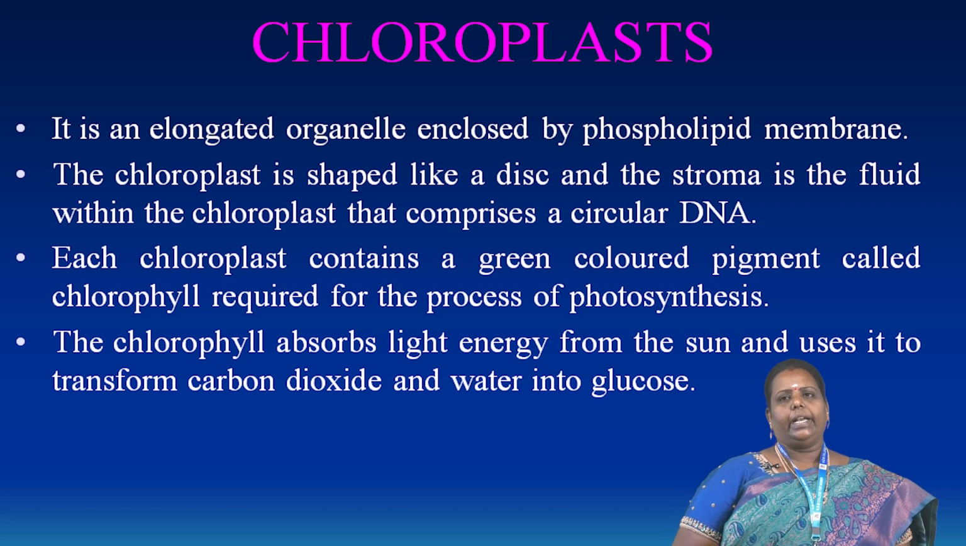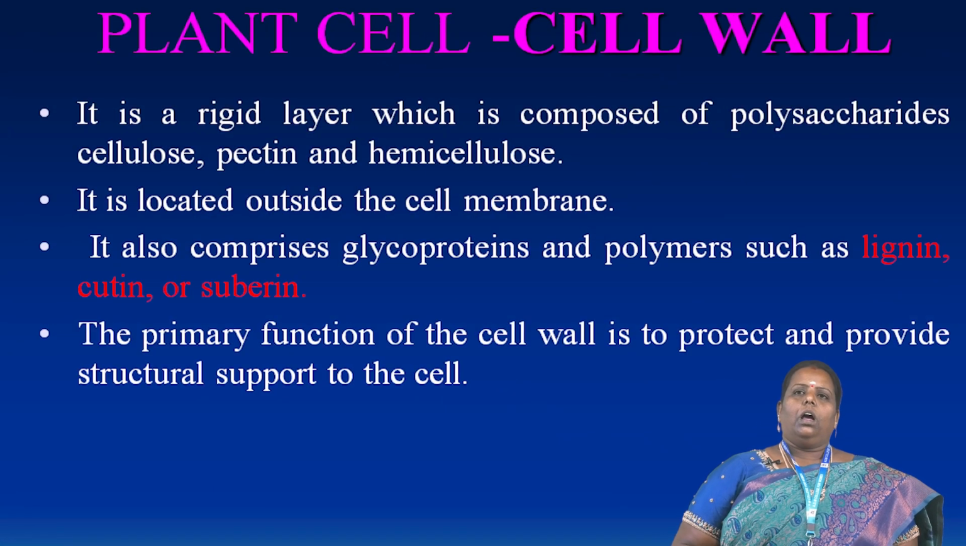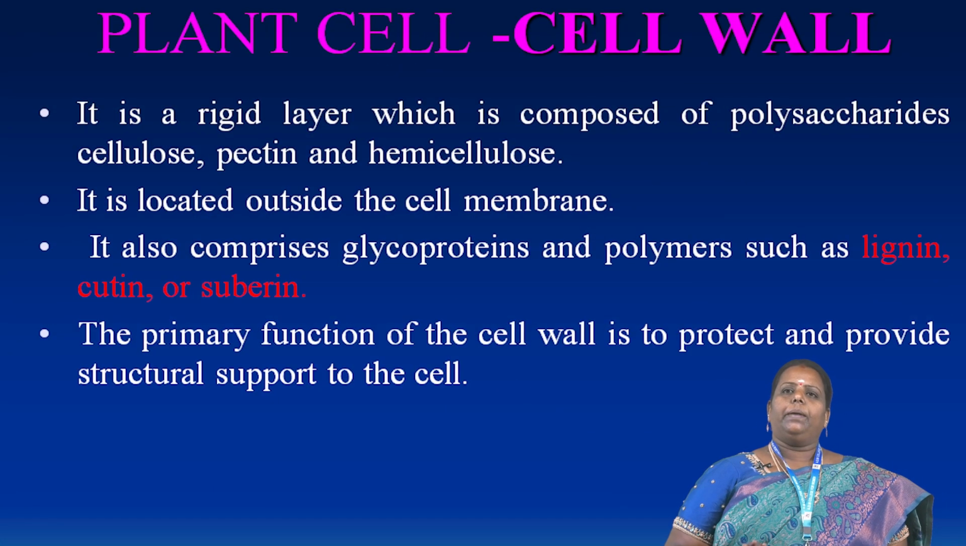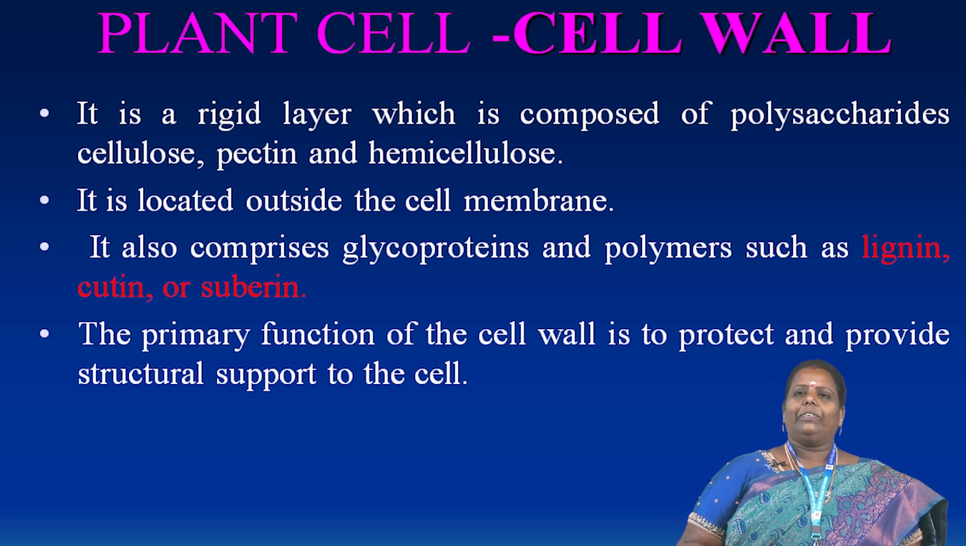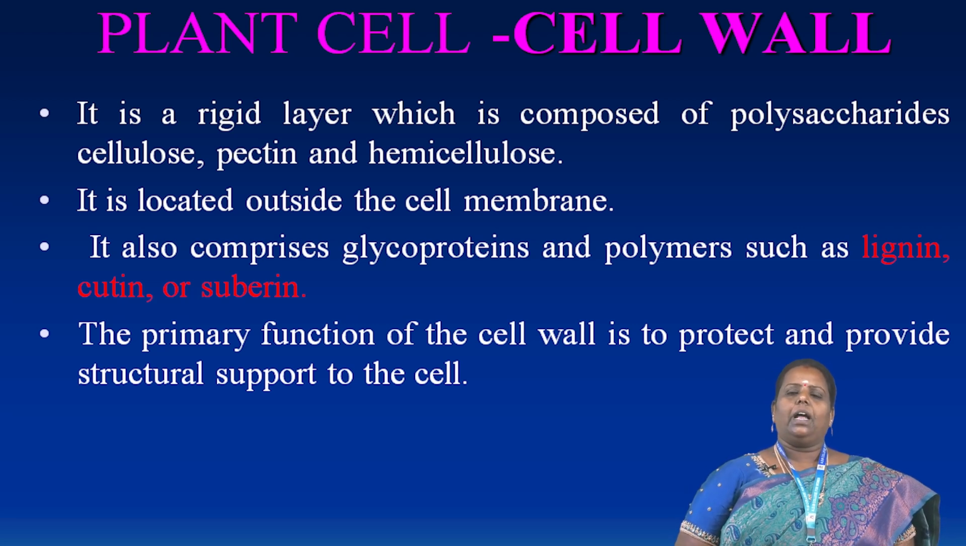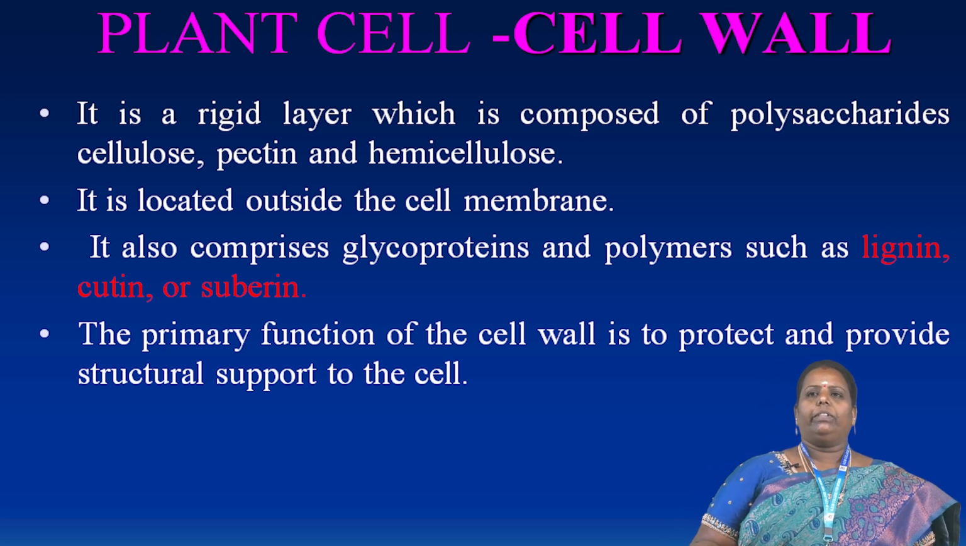After that, they give the energy. One of the important cell organelles of plant cells is called the cell wall. What is the difference between animal cells and plant cells? Animal cells have the plasma membrane. Plant cells also have the cell wall.